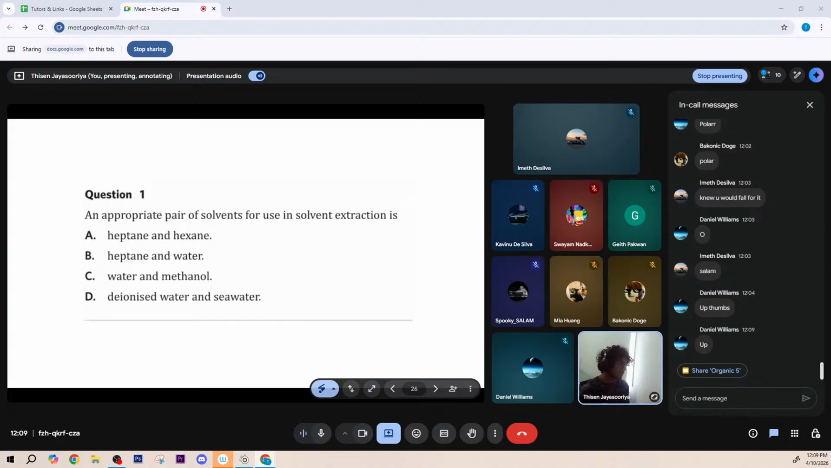So here, an appropriate pair of solvents for use in solvent extraction is: heptane and hexane, heptane and water, methanol and water, or deionized water and seawater. What's going to be the best?